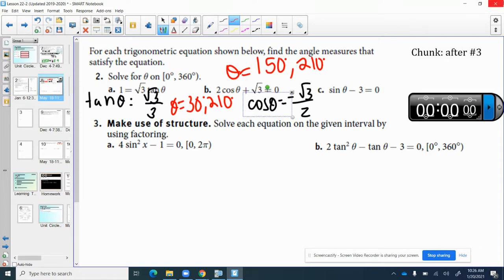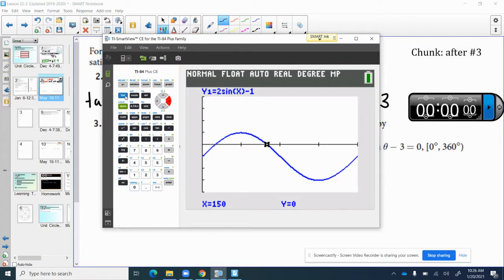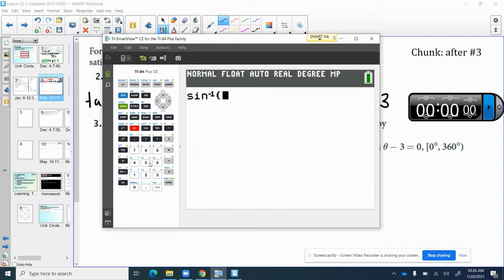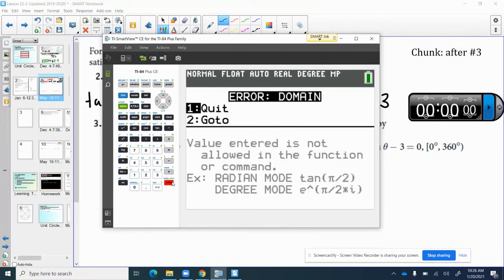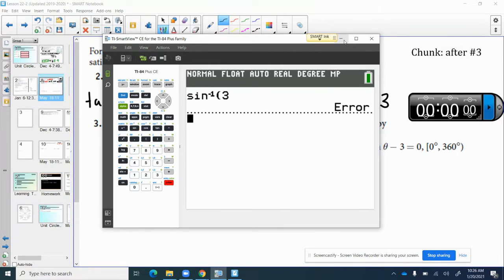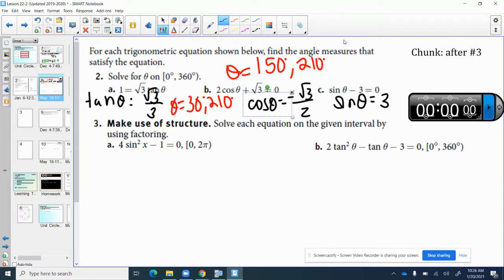And then this last one, what you would notice is if you try to find where sine theta equals 3, well, nowhere, right? There's nowhere on our unit circle where you're going to have a value bigger than 1 unit. Even if we try testing this out, sine inverse of 3, you get a domain error. So this one is actually no solution, because there are no possible answers with an input value for your inverse that big.